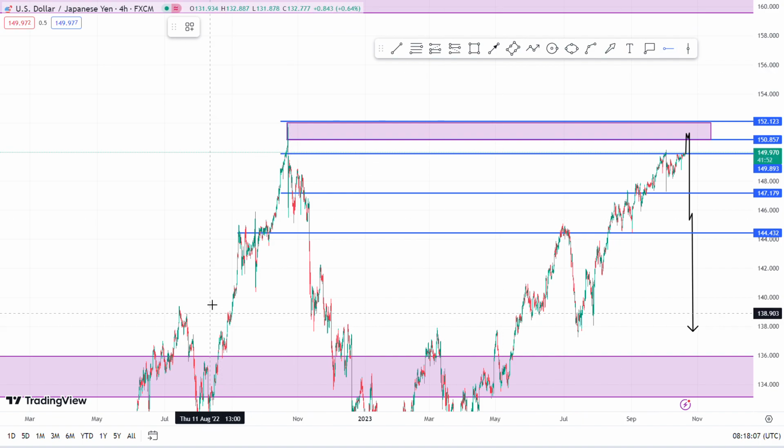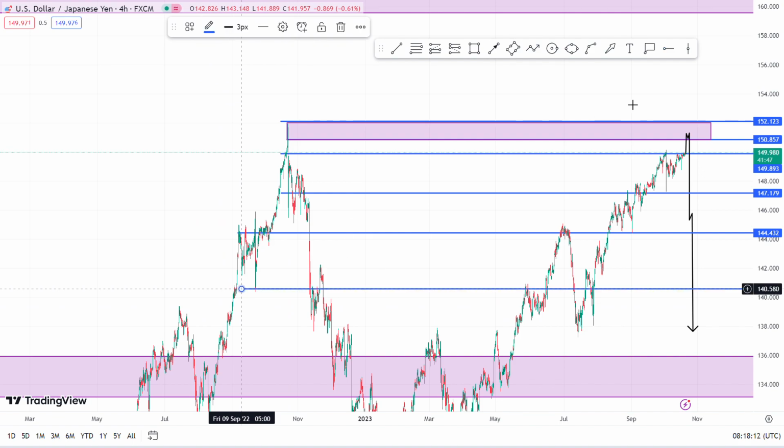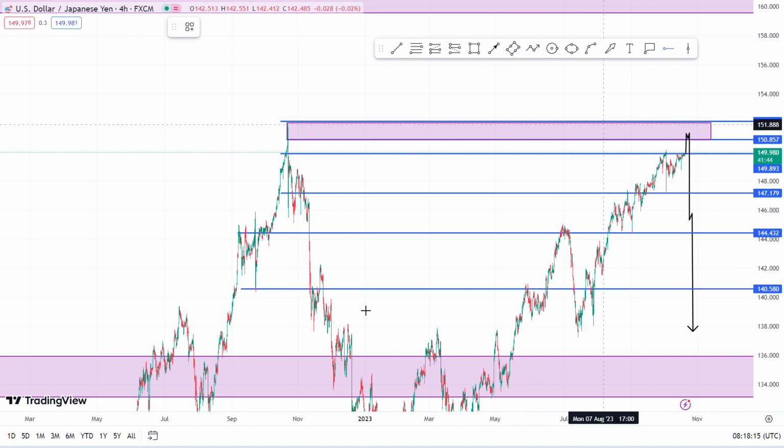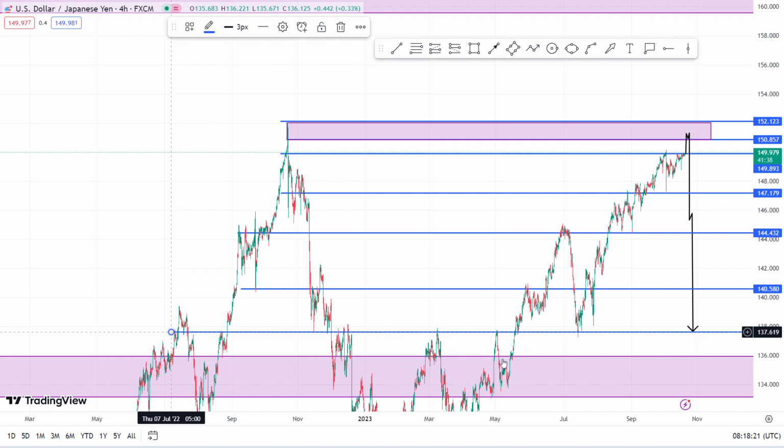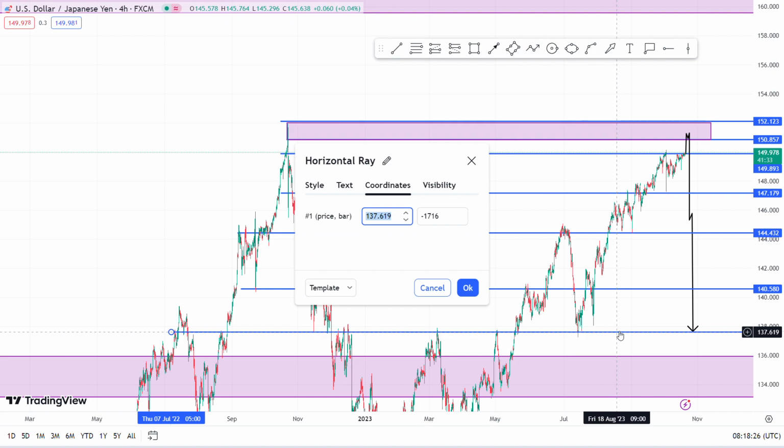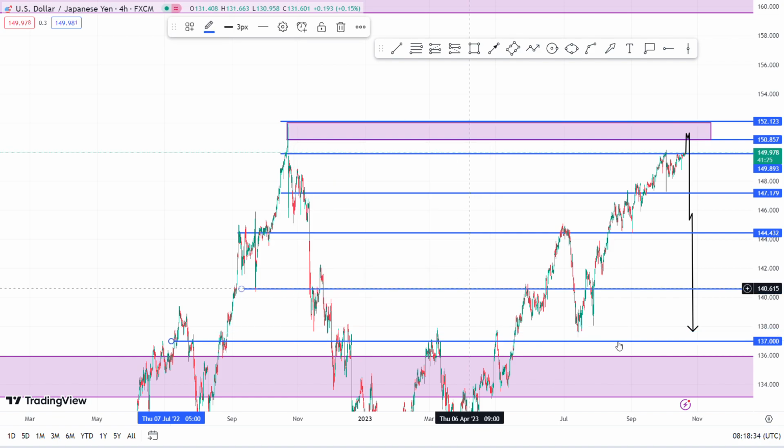Also take profit in these round numbers. So what I mean is this. We just have to make this 136.0, right? 137.0, good. So this is the perfect round number.